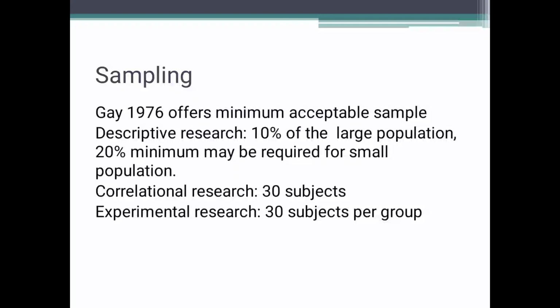So 20% po may be required for a smaller population. Kung halimbawa, 20 tao lang naman, kaya mo na siguro siyang buuin. Pero kung 200, pwedeng 20% of that, which is 40. Okay? And then correlational research is 30%. For experimental is 30 subject per group. And pag experimental and correlational dapat medyo equal yung number of research subjects.